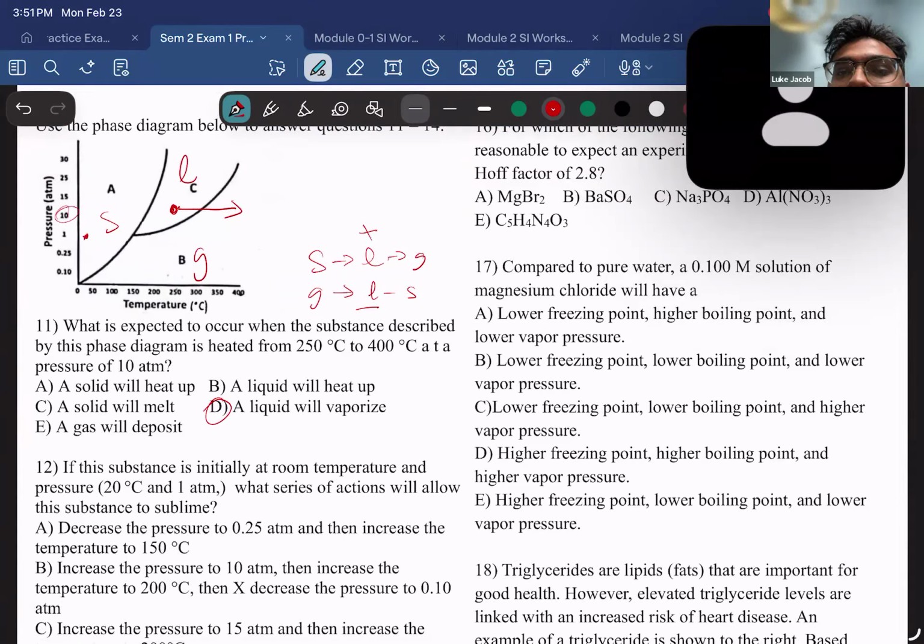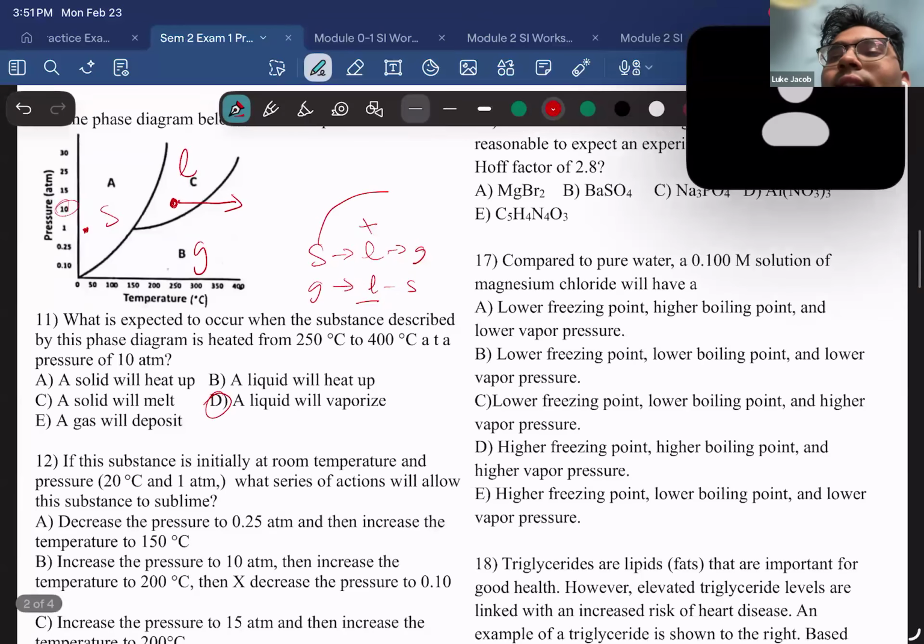Okay. If this substance is initially at room temperature, 20 degrees Celsius, so right here, 1 atmosphere, around here or something like that, what series will allow this substance to sublime? So sublime, you've got to make sure you remember how that works. Deposition is when gas goes to solid, like when we see frost on grass. Solid to gas would be sublimation, right? Solid to gas, like that. So we want this thing to essentially go to here, and so what we need to do is decrease the pressure and increase the temperature.